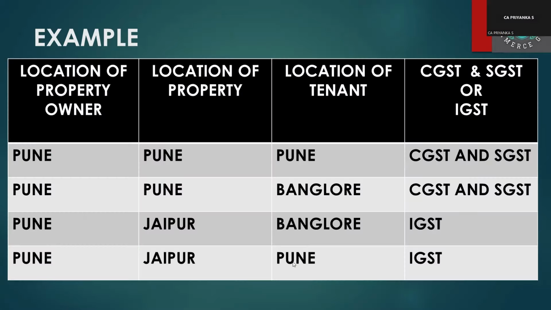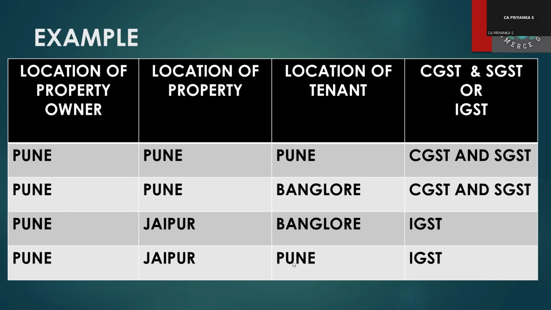Got it? So the applicability will be as per the place of that immovable property. Let's take these examples to understand it better. What we are talking about is the location of the property. So if the location of the property owner is in Pune, location of the property is in Pune and location of the tenant is also in Pune, then you're going to charge CGST and SGST, which is of course the local tax rate of that state.